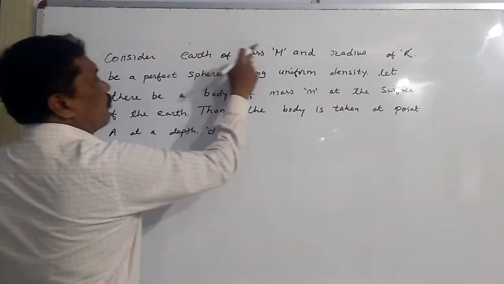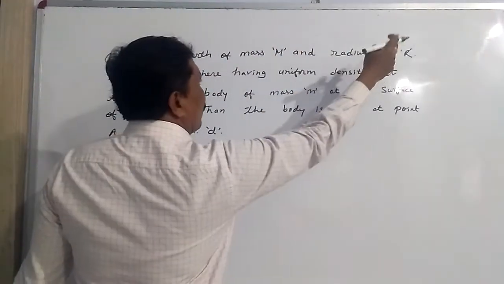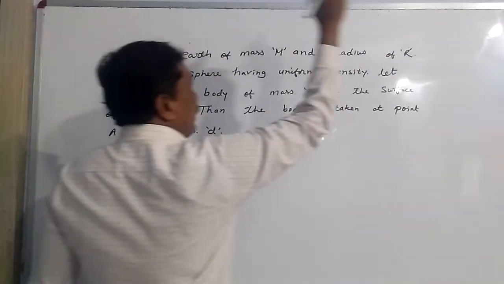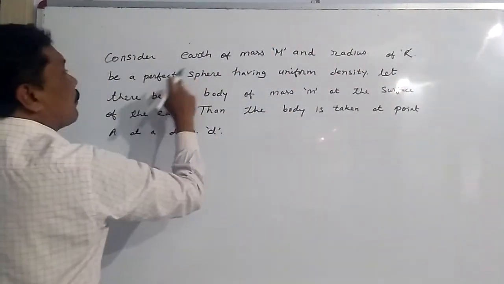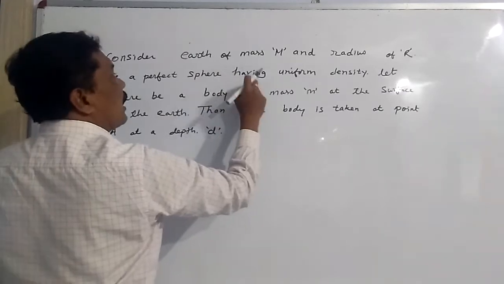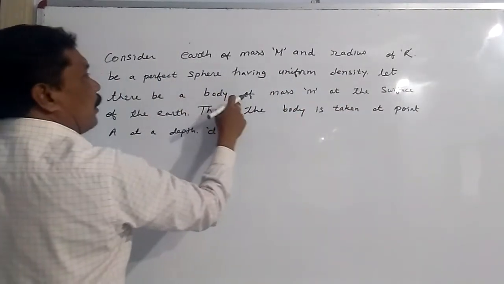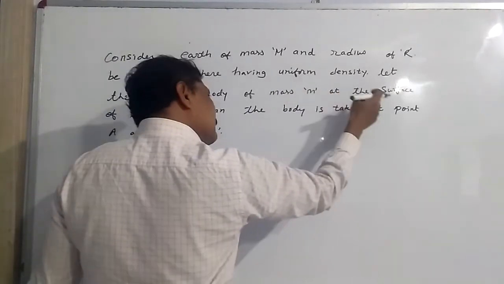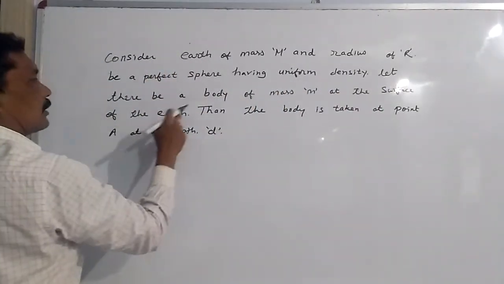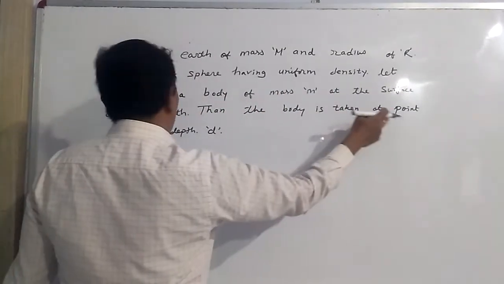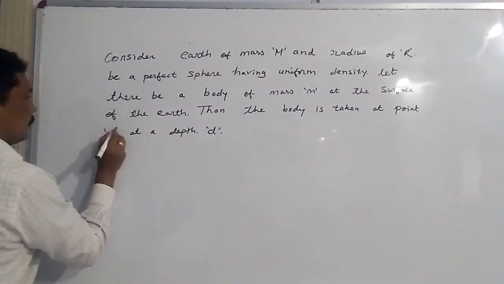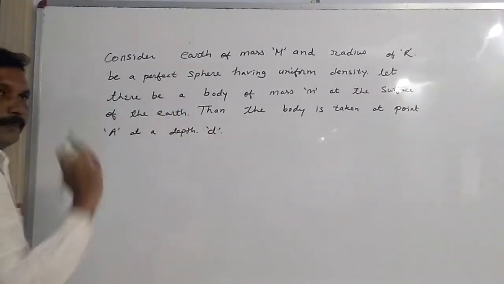Consider earth of mass capital M and radius capital R to be a perfect sphere having uniform density. Let there be a body of mass m at the surface of the earth. Then the body is taken at point A at a depth D.